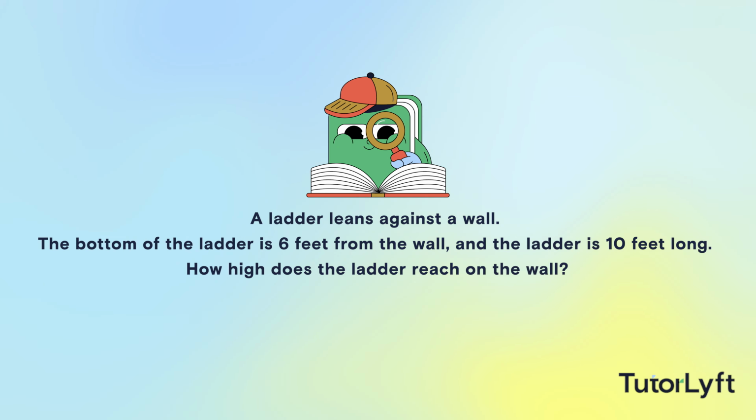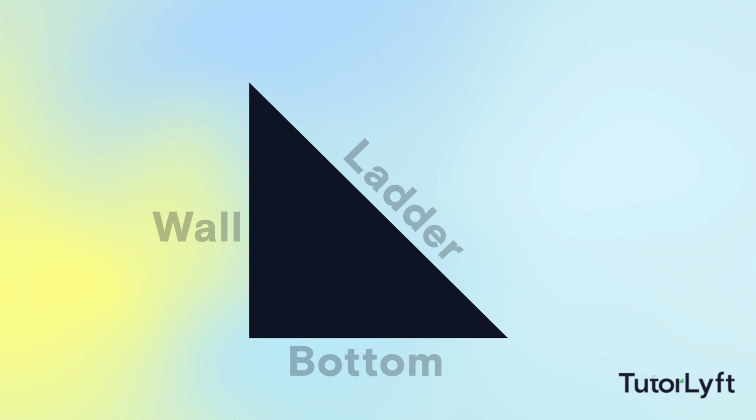A ladder leans against a wall. The bottom of the ladder is 6 feet from the wall, and the ladder itself is 10 feet long. How high does the ladder reach on the wall? Let's break it down. Represent the problem as a right triangle.